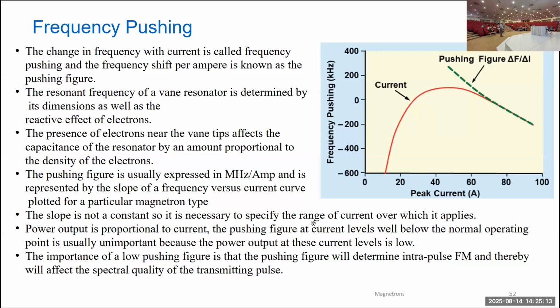The pushing figure is usually expressed in megahertz per ampere and is represented by the slope of the frequency versus the current curve plotted for the particular magnetron type. The slope is not constant, so it is necessary to specify the range of current over which this applies. Power output is proportional to current. The pushing figure at current levels well below the normal operating point is usually unimportant because the power output at these current levels is low.